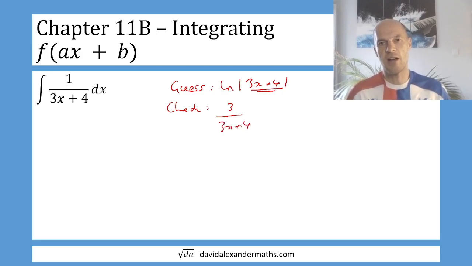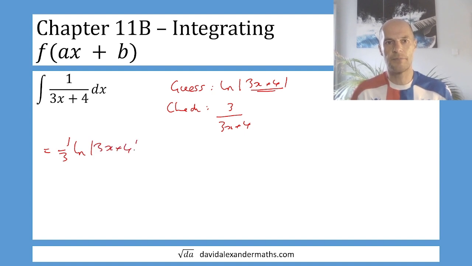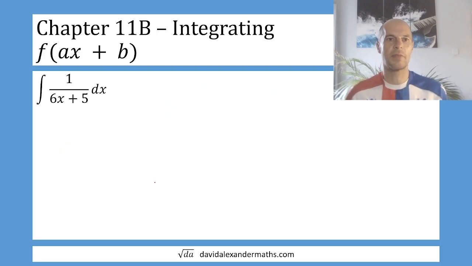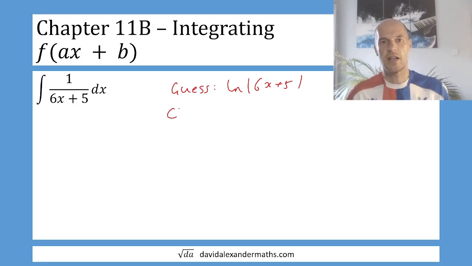Okay, so we can see how we're getting that denominator, but we've got 3 when we do our check when we should only have 1. So this is 3 times too big, so therefore we will need to divide our guess by 3. So therefore it's going to be 1/3 multiplied by the ln of 3x plus 4 plus the c, or ln of 3x plus 4 all over 3 plus c. Okay, here's another example. So the denominator has no power, so I'm going to guess the ln of 6x plus 5. Let's do a check.